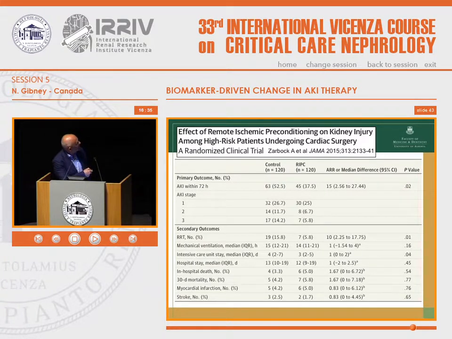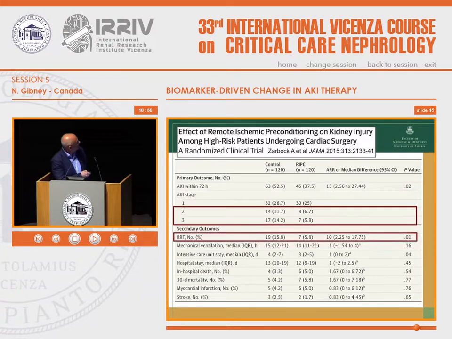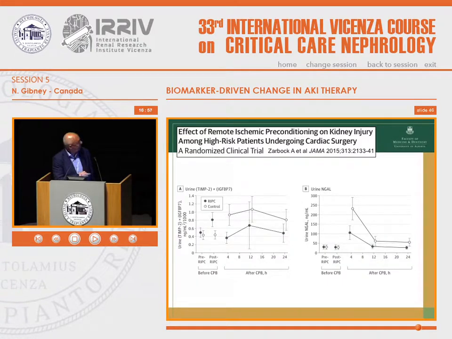They compared those that did not have preconditioning with those that did. What they found was a significantly decreased amount of acute kidney injury at almost all stages except stage 1, and a significant decrease in the amount of renal support required. And if we look at the cell cycle arrest biomarkers, they were significantly lower in those patients who had received ischemic preconditioning compared to those in the control group.